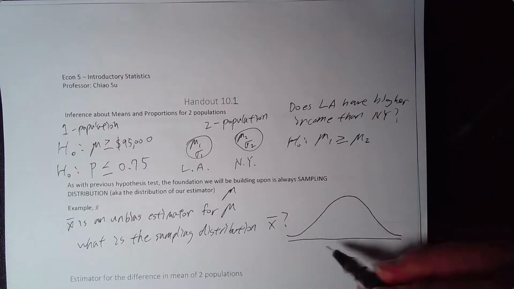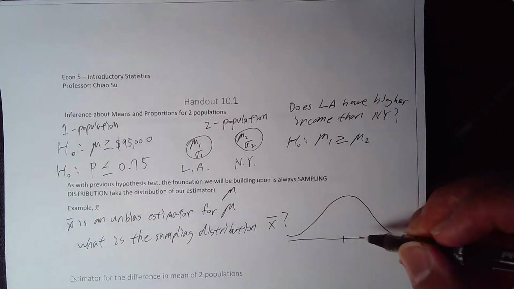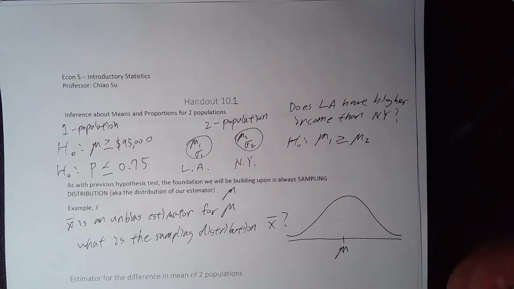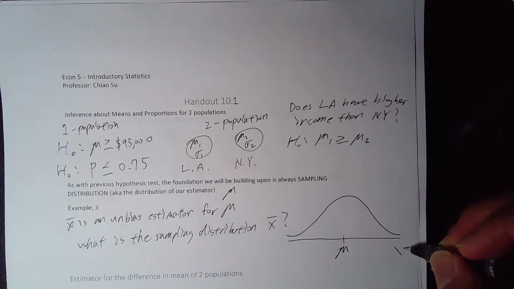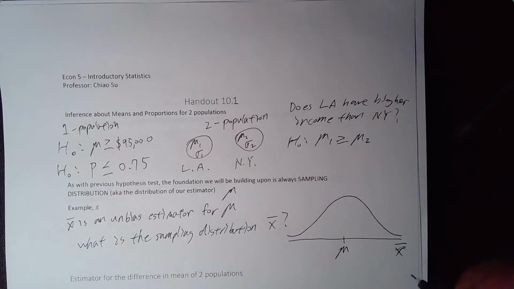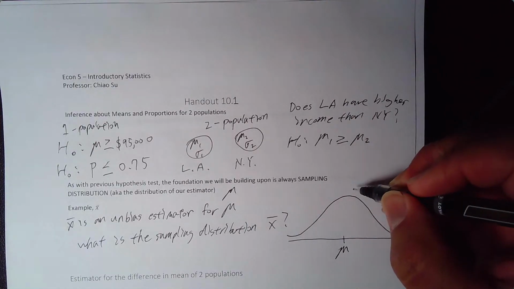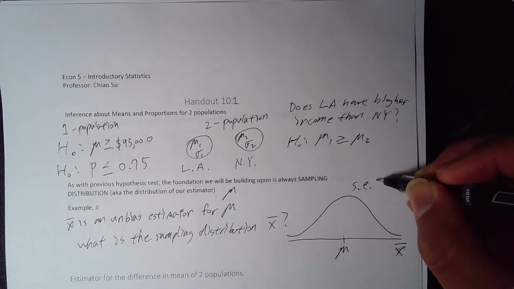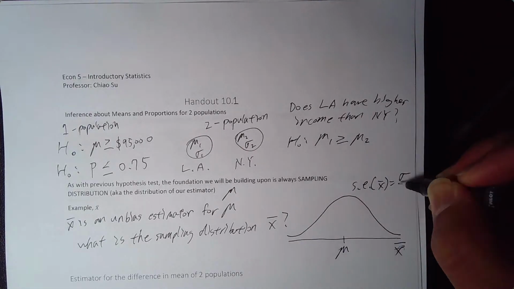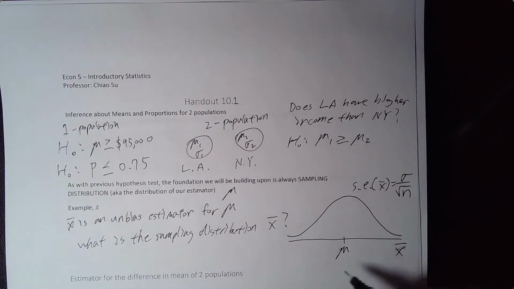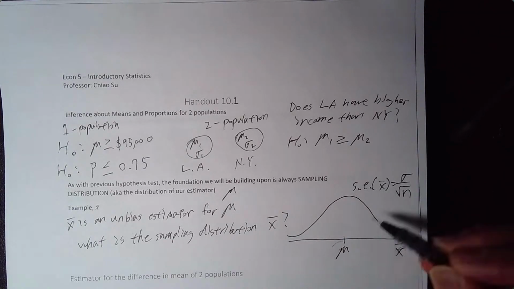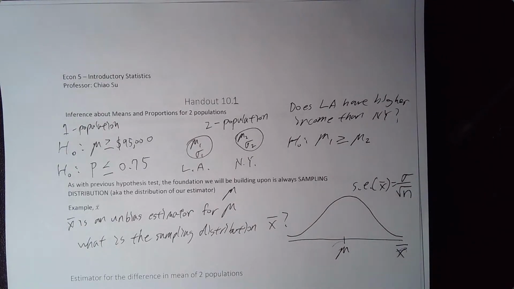Because x bar is unbiased, we know that it centers at mu. Make sure you label your axes here. Furthermore, we know that the standard error, meaning the standard deviation of x bar, is sigma over root n. You need these three things, and once we have the sampling distribution, we can proceed with our hypothesis test.